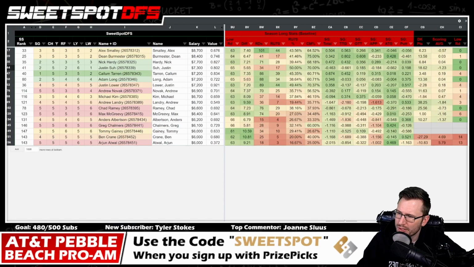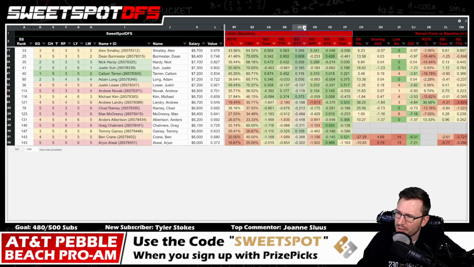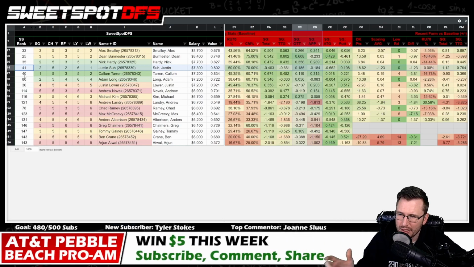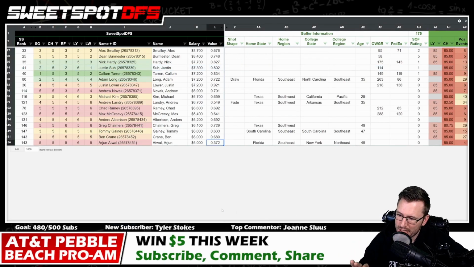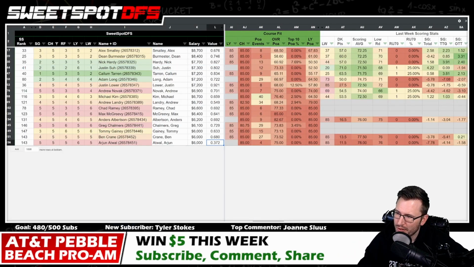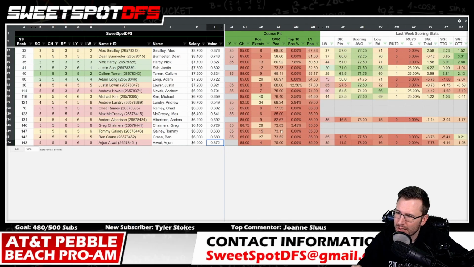And then season long, what does Justin Suh do? Positive off the tee, negative on approach. Interesting. We've been seeing the inverse of that. So maybe he's kind of erratic with his driver right now, and it's causing him to have better approach stats. Nick Hardy, though. Hardy or Smalley just seems like a more... They just seem like a safer play because of their strokes gain stats.